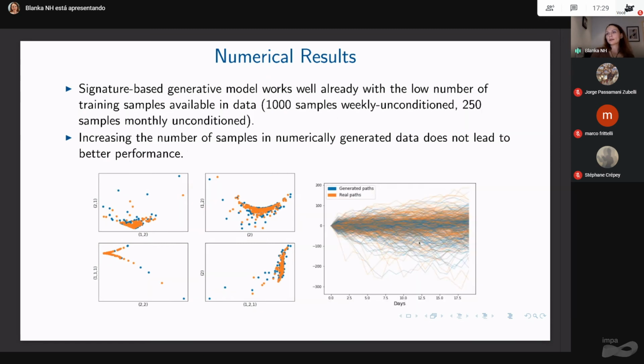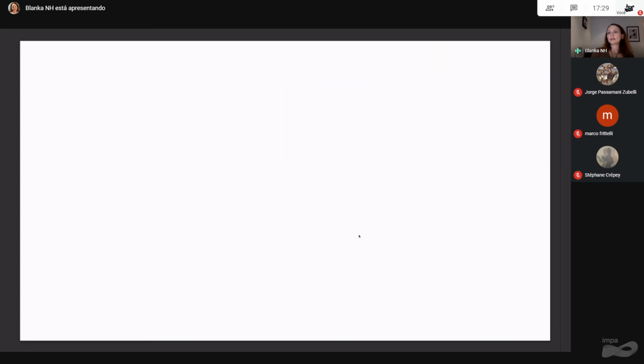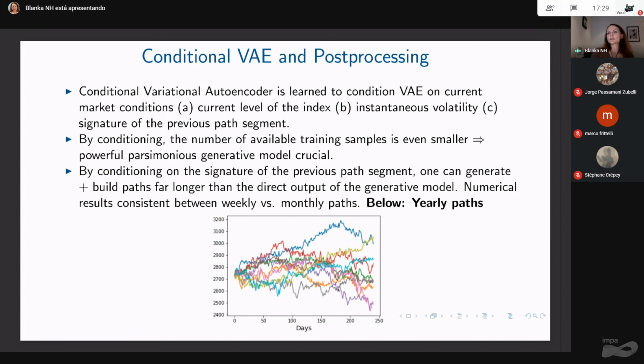This is on the right-hand side, you see how it looks when we transform this signature-based output back into actual paths. And in the very end, I wanted to include this picture of how this conditional approach of conditioning on the previous path signature can be used to produce paths up to several years. So this is what this last image should demonstrate.